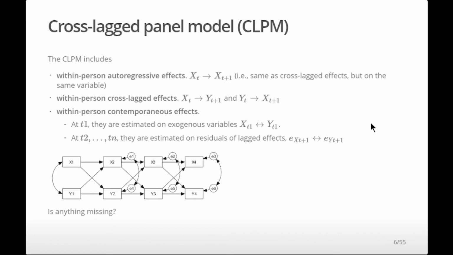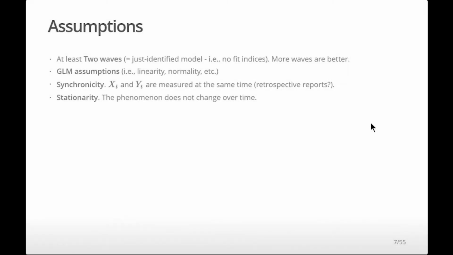The between subject. Where is the between subject here? Nowhere. We'll get back to that in a moment.